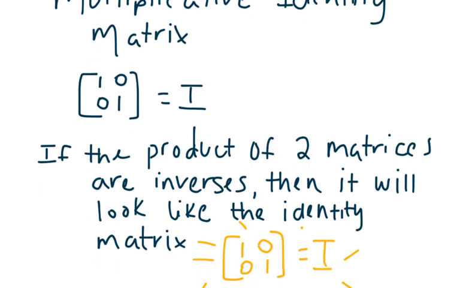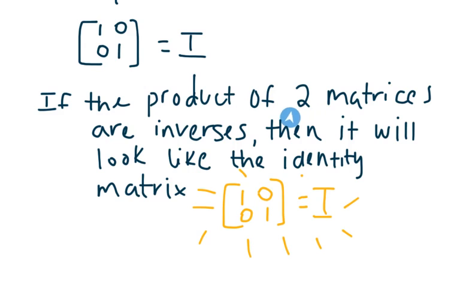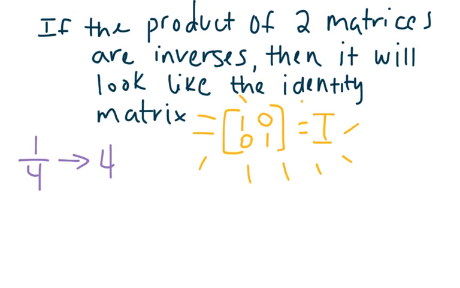Basically what that means, if the product of two matrices are inverses, then it will look like the identity matrix. So if two 2x2 matrices are inverses of each other, it'll look like this, the product of that. Okay, so now remember, what is an inverse? Well, for example, if I have 1/4, what is the inverse of 1/4? It's just 4, right? When you multiply them together, you get 1. It's kind of the same concept, only we're dealing with matrices here. So let's start with an example.